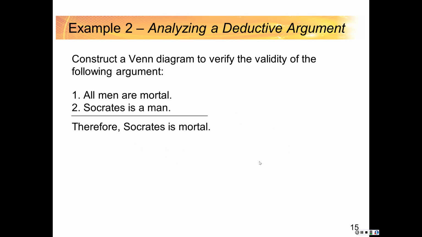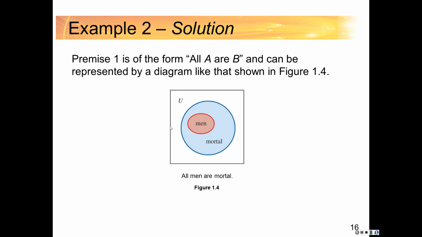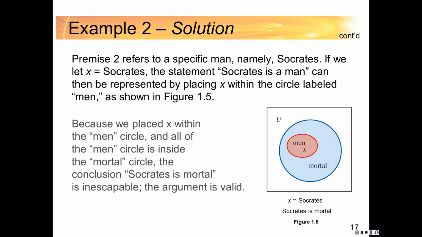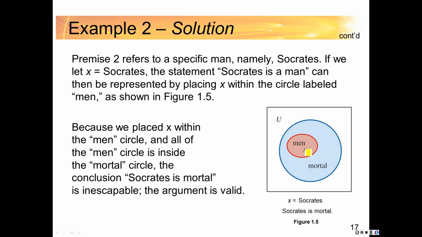The example we talked about before, all men are mortal, Socrates is a man, therefore Socrates is mortal, can be drawn in a Venn diagram like this. There's no escaping anyone in this category being mortal. Therefore, the conclusion is valid because it's inescapable. So X being Socrates, Socrates has to be in this circle somewhere, so he has to be in the mortal circle. So the argument is valid.